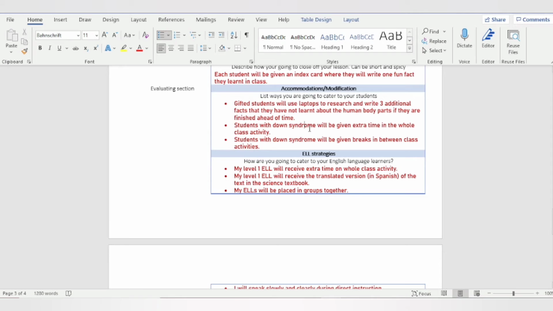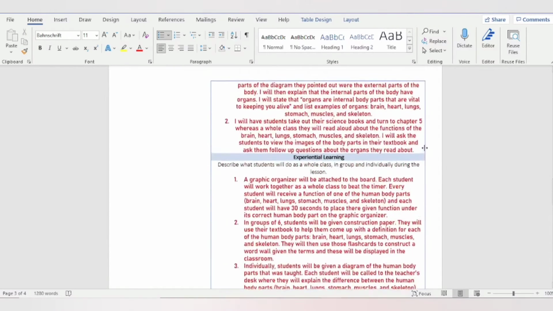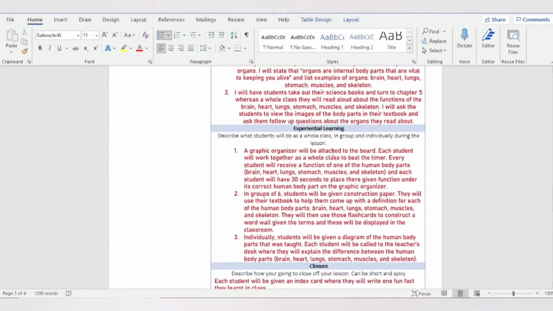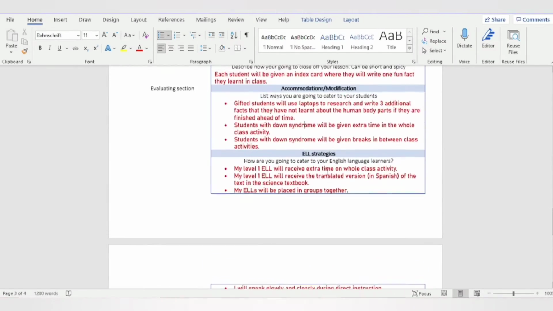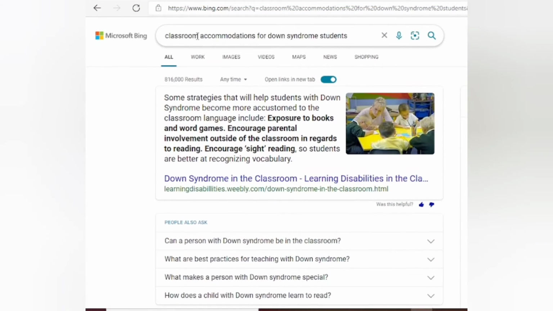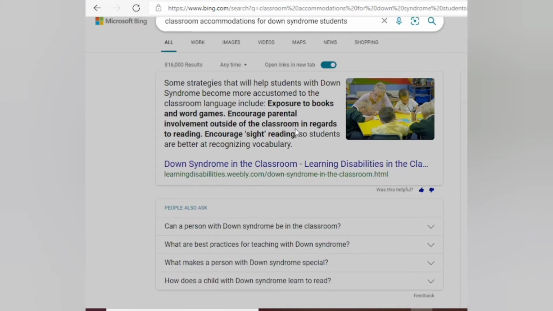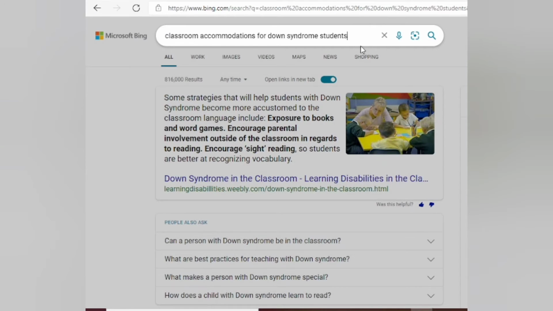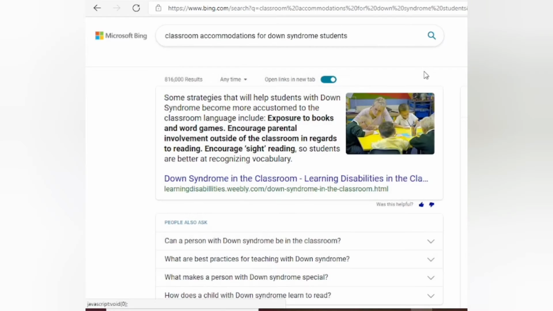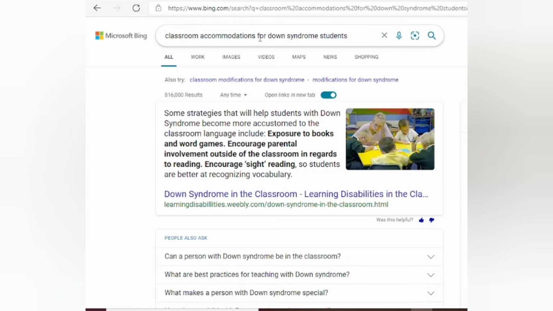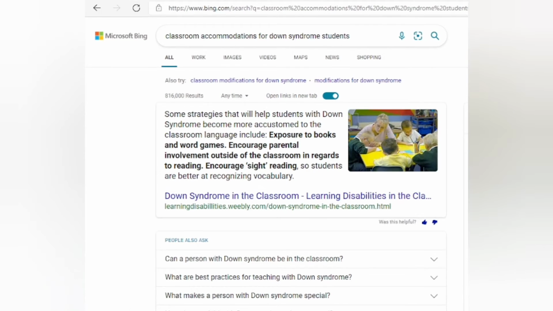For the students with Down syndrome, they will be given extra time in the whole class activity, because remember, I mentioned a whole class activity here with the graphic organizer and everything. So I'm going to give them extra time, and they'll be given breaks in between class. You can search up classroom accommodations for Down syndrome students or anyone, ADHD, autism, anything you want, you can find on the internet. So you just search it up. Classroom accommodations, classroom modifications, it's up to you.